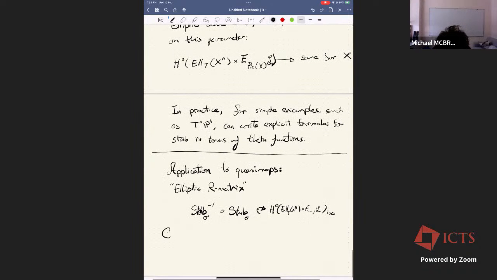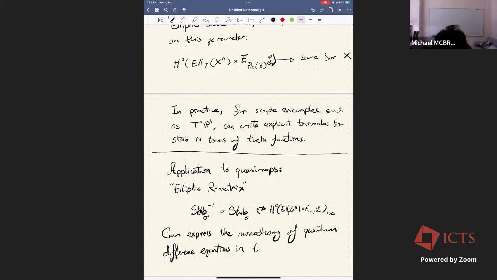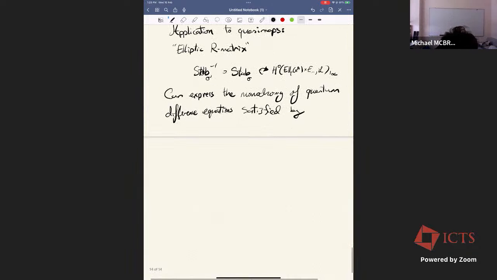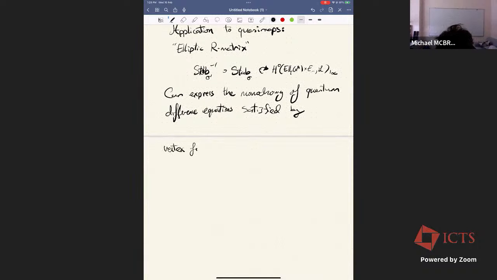And so you can express the monodromy of quantum difference equations satisfied by the vertex functions in terms of this elliptic R matrix.